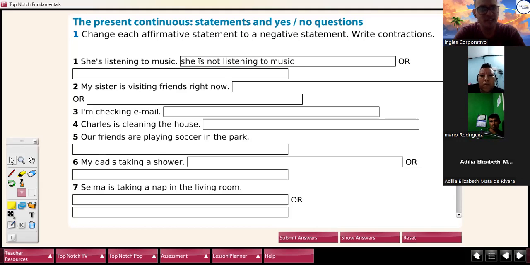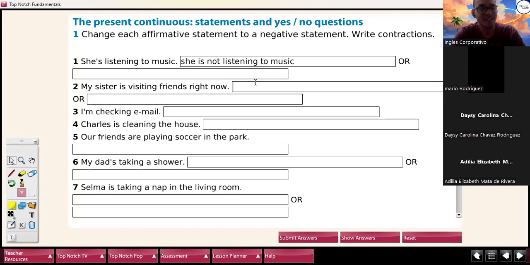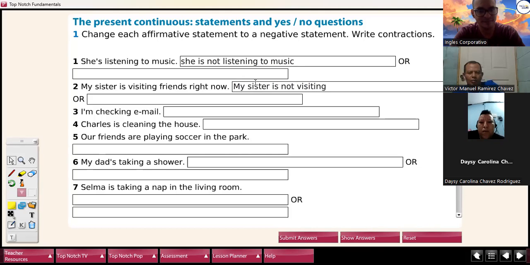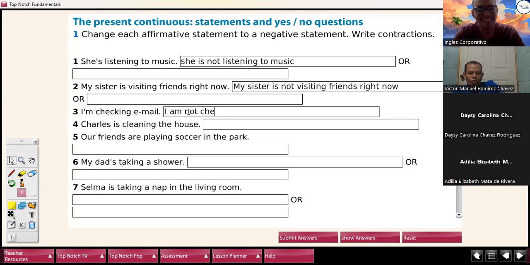That's correct. Now, next one. My sister is visiting friends right now. My sister is not visiting friends right now. So tell me, I am checking email. I am not checking email.